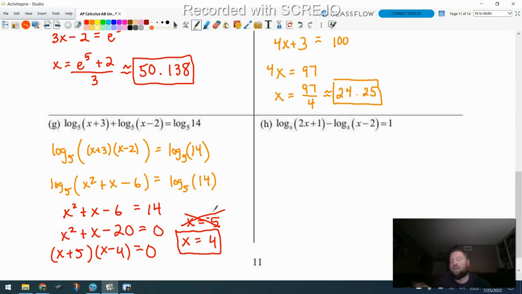So you just always have to plug it back in and make sure that whatever solution you got doesn't give you a negative or a zero inside the log. You're not allowed to have a negative or a zero.